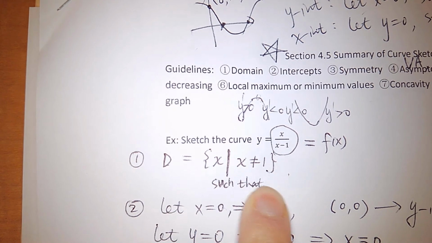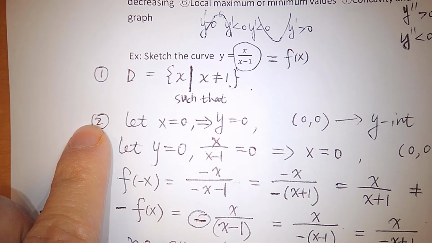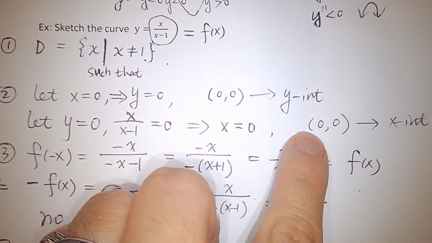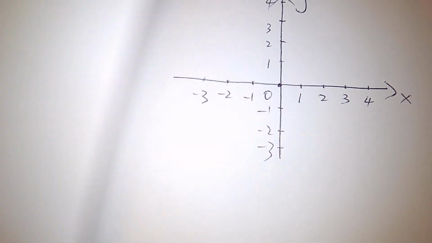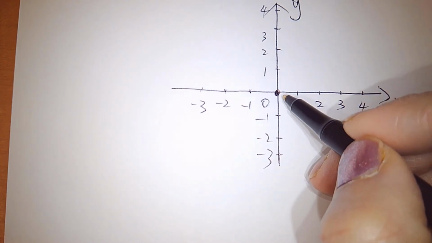Domain: all the numbers except when x equals 1. Step 2, intercepts. From there, how many pieces of information do we get? Just 1 point, right? The origin. Our graph must pass through this point, the origin. Okay?